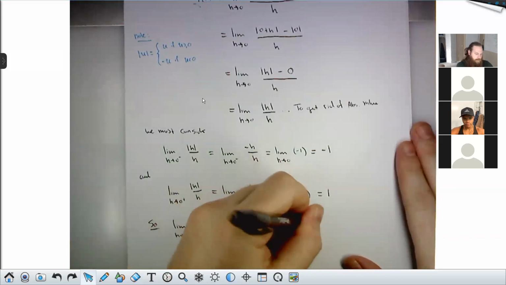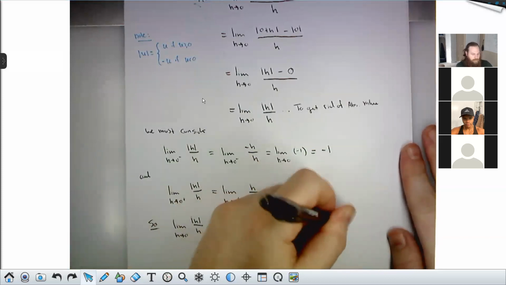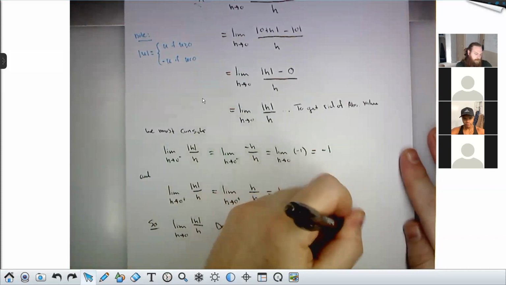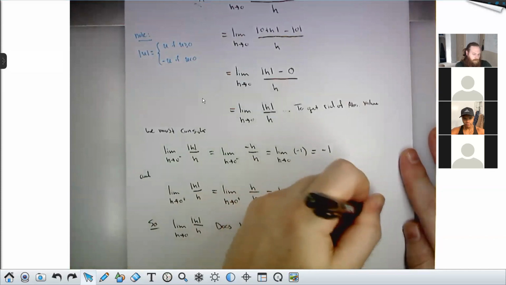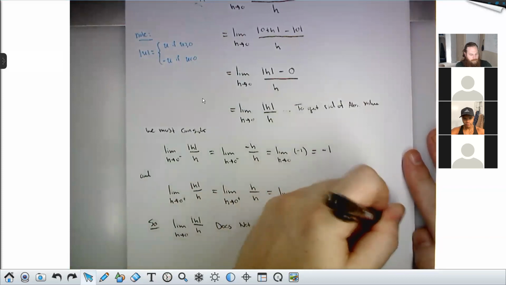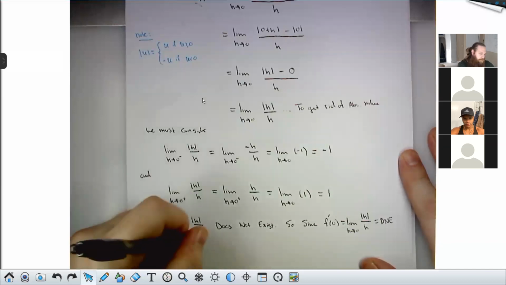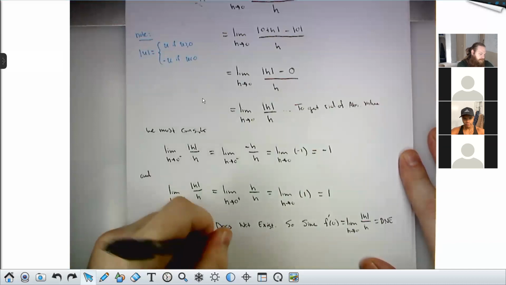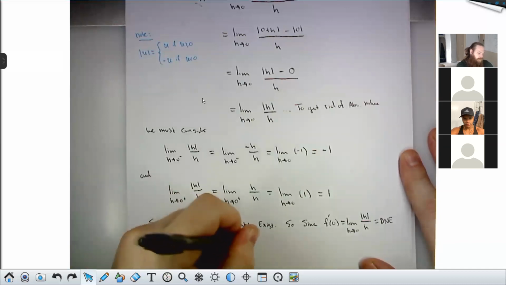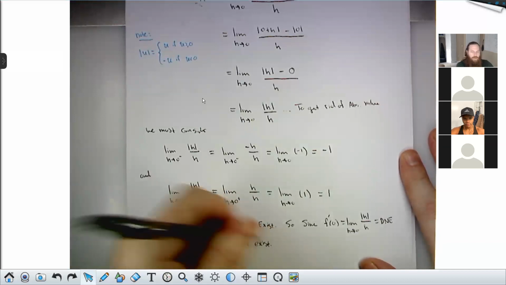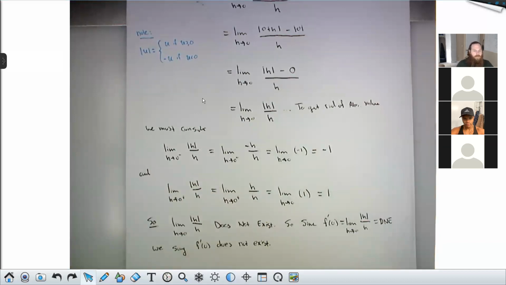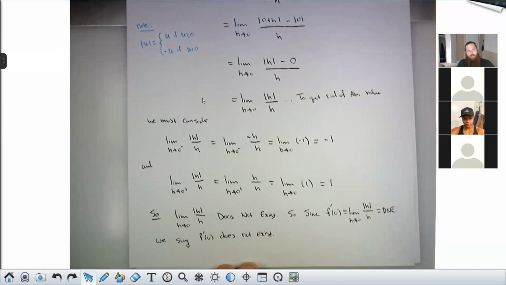So since f prime of 0 was equal to the limit as h goes to 0 of abs h over h, which does not exist, we say that f prime of 0 does not exist. Which is exactly what you said a minute ago, right? That the derivative at 0 does not exist. There's a special term for this. It's called differentiability.